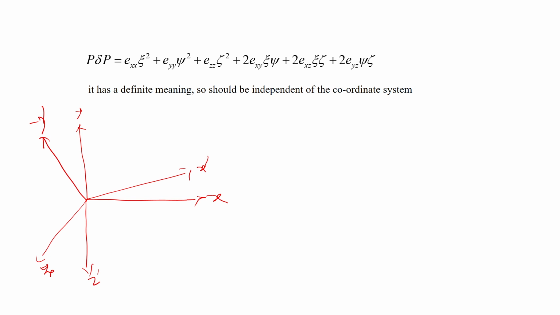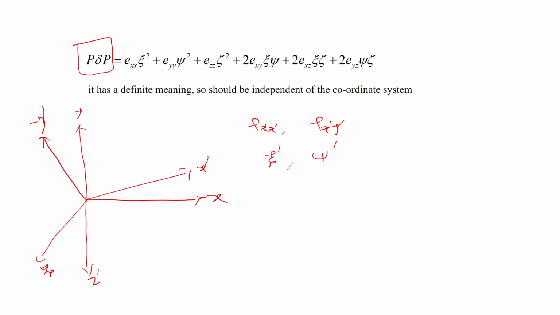So, now even if we change the coordinate system, this quantity P delta P, the meaning of that, that quantity cannot change, that has to remain independent. So, what it means is that instead of Exx we will now have Ex'x', Ex'y', Ey'y' and like that. And then instead of xi we will have xi', psi' and like that.